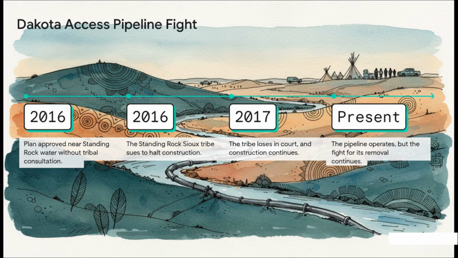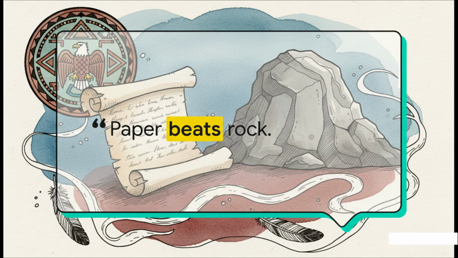And sometimes exercising sovereignty isn't just about paperwork, it's an all-out battle. In 2016, the Dakota Access Pipeline got approved right near the Standing Rock Sioux's water supply. The key thing here? It was done without tribal consultation, a direct challenge to their sovereignty. The tribe sued, but they lost in court. The pipeline got built, but that fight is far from over. But not every fight ends that way.